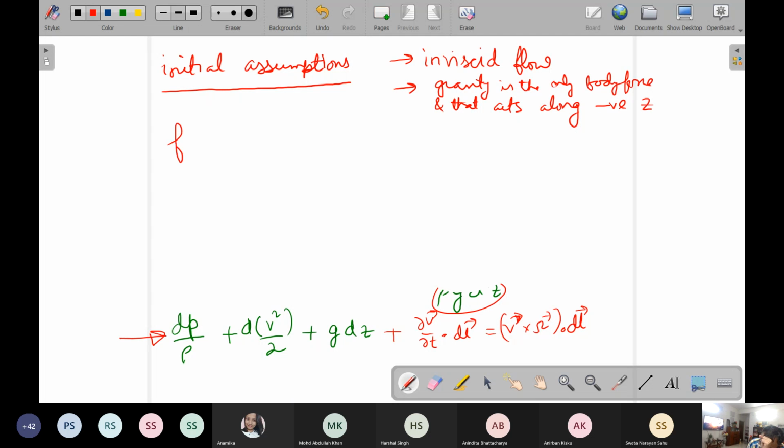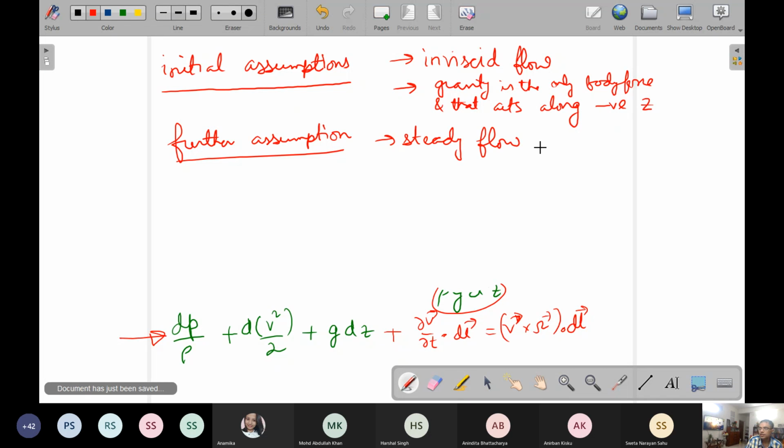Now we will make further assumptions. So one further assumption that we will make straight away is steady flow. The unsteady flows in the same framework we will consider in this chapter itself, which normally at the undergraduate level is not covered so well. We will cover that, but not for the timing. So for the timing, we will assume that this term is not there because it is steady flow. So that means that you are having this equation.